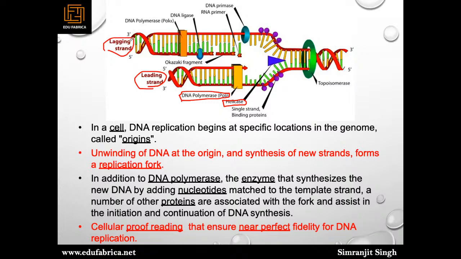And on the other side, after the helicase, the first thing is that single-stranded binding proteins will come in order to support the RNA primase. So they will come and attach there. And then with the help of DNA primase and RNA primase, your complementary strands will be produced. And sometimes in the lagging strand, the DNA polymerase will not make whole strands. There will be some breakage. And this broken part will be called the Okazaki fragments.